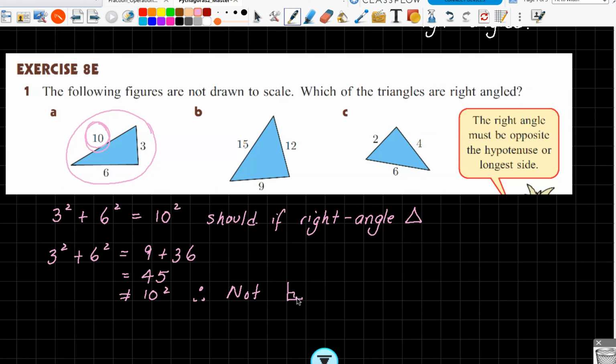I'm sick and tired of writing a right angle, so I'm writing that little thing. I'll do it again because it looks a bit messy. It is not. Oh, technology, you vex me. It's frozen on me. It's back. Okay, so I would write not a right angle triangle.